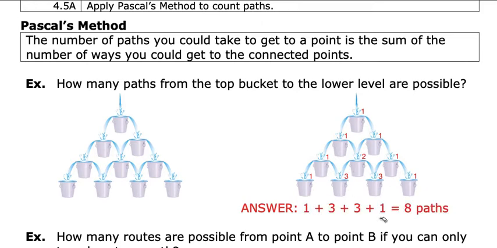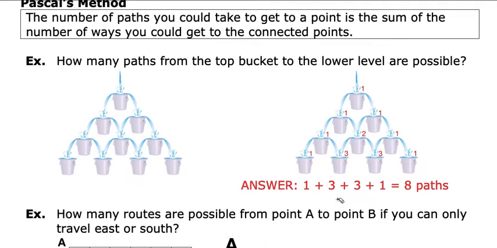So our answer is, to get to the bottom, we can get there in 1 plus 3 plus 3 plus 1 ways. And if you remember the row sums, this is the third row, because row 0, row 1, row 2, this is 2 to the power 3. So that is the number of paths that are possible to get to the bottom position. So let's apply this in a more abstract sense.